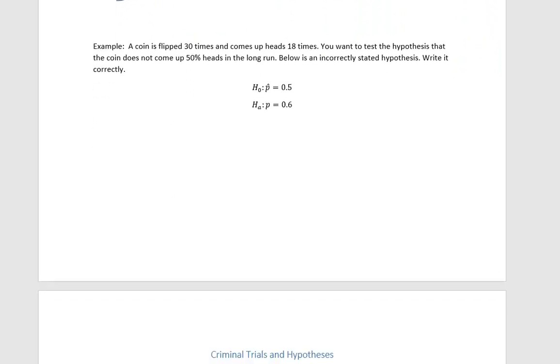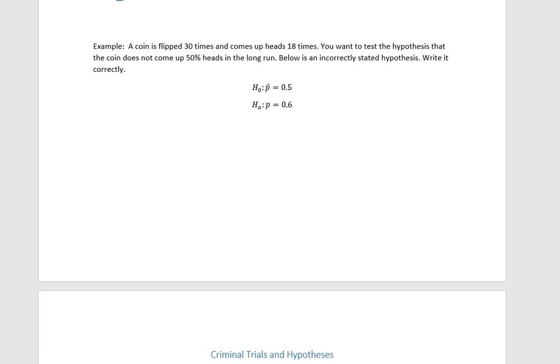Now, a coin is flipped 30 times, and it comes up heads 18 times. What we want to do is test the hypothesis that the coin does not come up 50% heads in the long run. Below is an incorrectly stated hypothesis, and we want to rewrite it correctly and also note what was wrong. So go ahead and pause the video and rewrite this and tell me what was wrong.